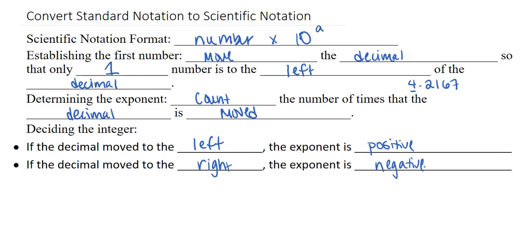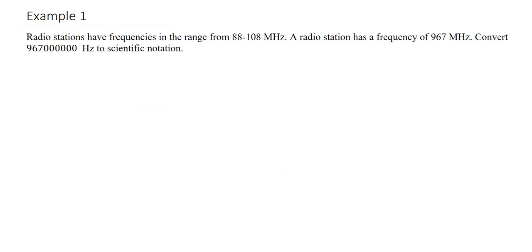So let's go ahead and look at some examples. Example 1. Radio stations have frequencies in the range of 88 to 108 megahertz. So a radio station has a frequency of 967 megahertz. Megahertz is in regards to a metric prefix, so really what that means is that we have this in regular hertz if we remove the mega. And we need to change this number to scientific notation. So 1, 2, 3, 4, 5, 6.